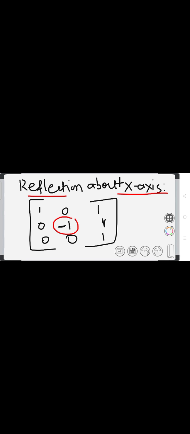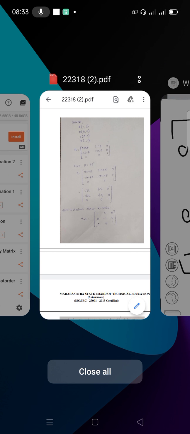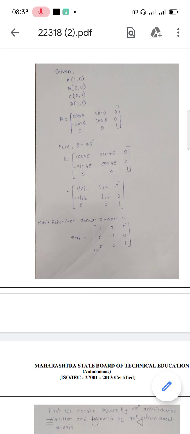You have a rotation matrix as well as a reflection matrix. Both matrices are available, and you have written those matrices here also. Initially you wrote a rotation matrix and computed it by replacing theta by 45 degrees, and now you have a reflection matrix. Now the next part is very easy.